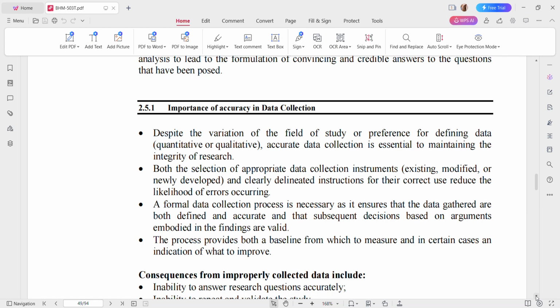Because later on, when you fail to establish the accuracy and the integrity of your research, then the results of your research will be questioned, right? Now, both the selection of appropriate data collection instruments, it might be the existing instruments, or you modify it, or you develop a new one, and clearly delineated instructions for the correct use reduce the likelihood of errors occurring. So meaning to say you have to use appropriate data collection instruments. The instrument really is very vital, especially in the data collection process, because this will lead to the information that you'll be needing in answering your statement of the problem.